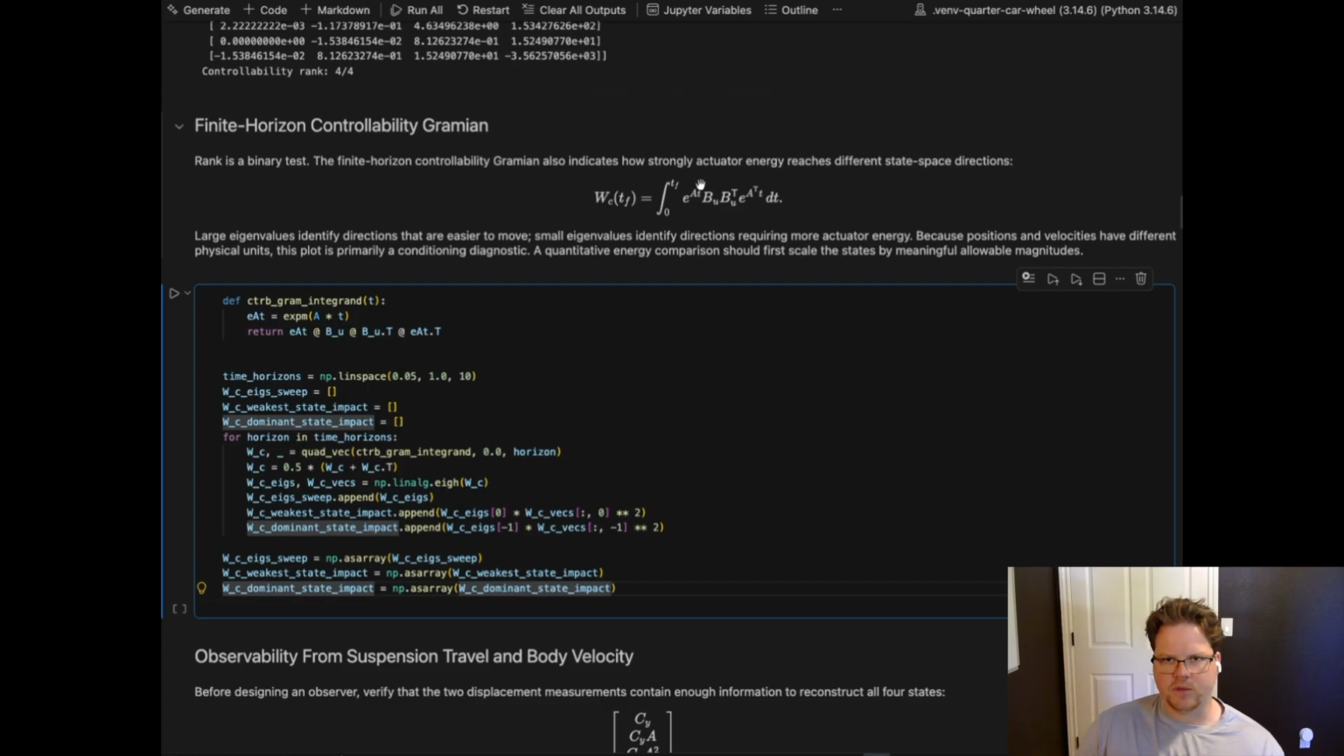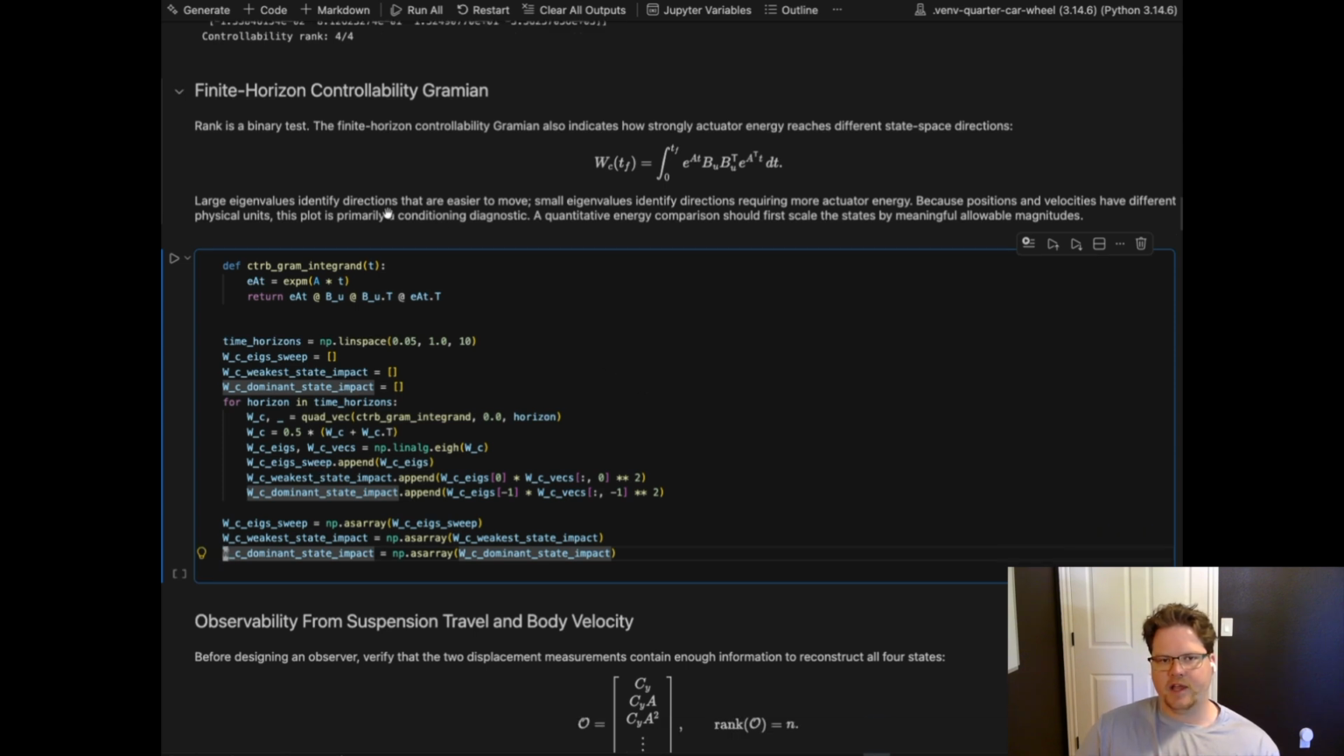We're going to look at the controllability Gramian here. Again, just to reiterate, it indicates how strongly the actuator energy reaches different state space directions. Actuator, so we're not looking at the road disturbance at all. We're just looking at the control input of the spring mass damper system with the hydraulic cylinder. So again, large eigenvalues indicate the directions that are easier to move, and small ones, the opposite, requiring more energy.